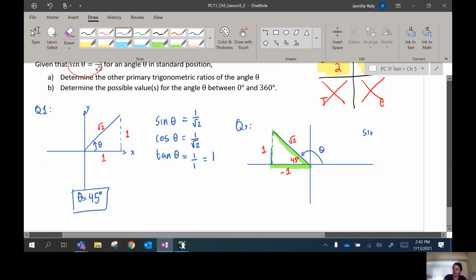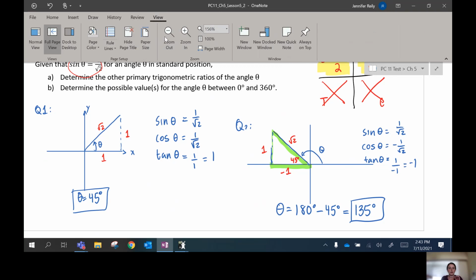Okay, so sine theta, cos theta, tan theta. Sine is opposite over hypotenuse, so 1 over root 2. We already knew that. Cos is adjacent over hypotenuse, so negative 1 over root 2. And tan is 1 over negative 1, so it's negative 1. And this time my actual angle theta, we know the reference angle is 45, but theta itself would be 180, all the way to that x-axis, minus the reference angle. So it is 135 degrees.